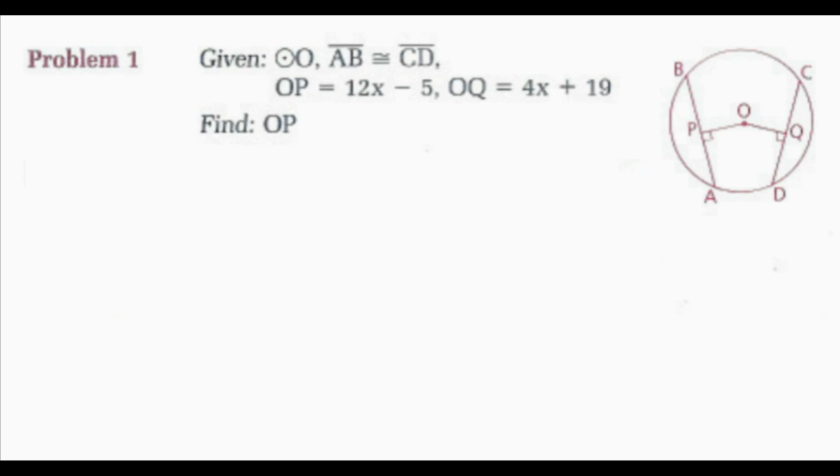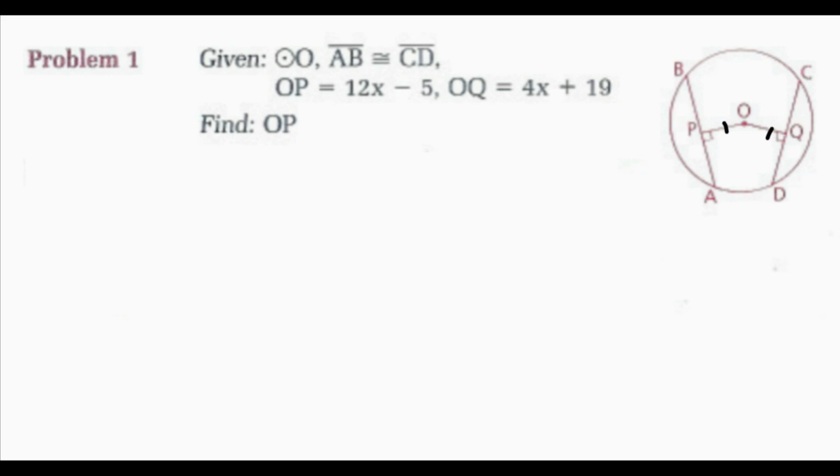Now looking at our sample problems, we're given circle O. I'm given AB congruent to CD. OP is 12x minus 5. OQ is 4x plus 19. I want to find OP. So again, I have congruent chords here, AB congruent to CD. That tells me that OP will be congruent to OQ.